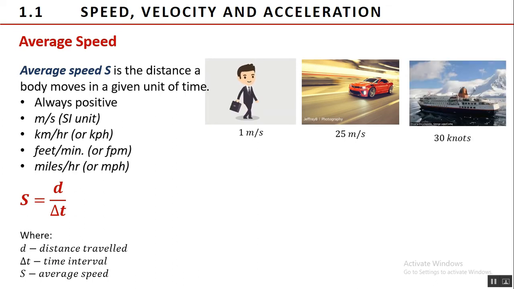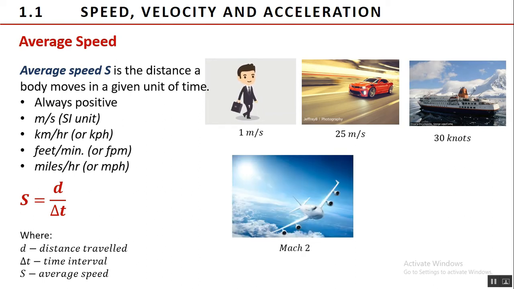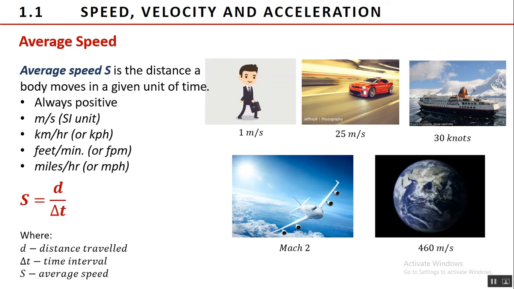Modern cruise ships can travel on waters at about 30 knots, or 55 kph. Modern airplanes and jet planes can travel as much as the speed of sound, that is around 300 meters per second. Mach is a unit used to measure the speed of these vehicles. A Mach means a speed equivalent to the speed of sound. Mach 2 represents a speed twice that of sound. The Earth's equator is actually moving at around 460 meters per second.